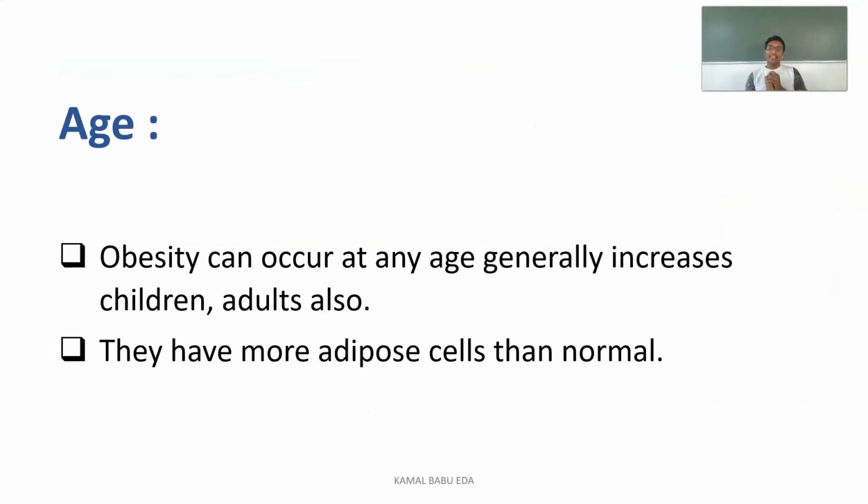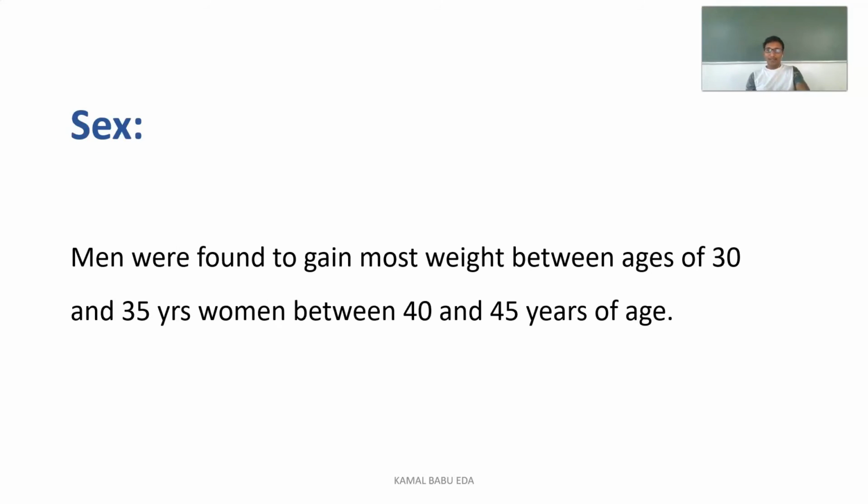So coming to the age here, obesity increases as children are growing, and as adults also, the obesity keeps on increasing. And here if you see, they have more adipose cells than normal. So what is this obesity? Having more adipose cells in the body than required by the body is leading to the disease condition which is called obesity.